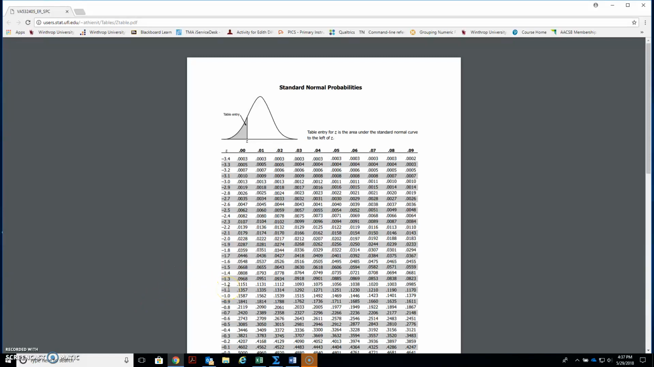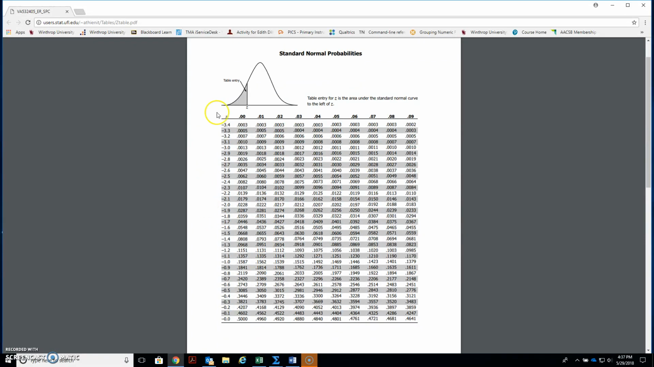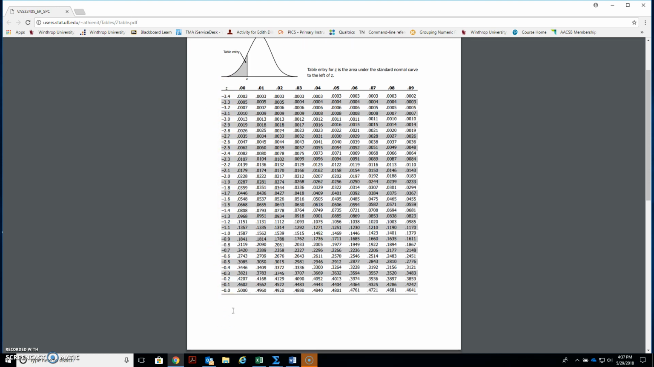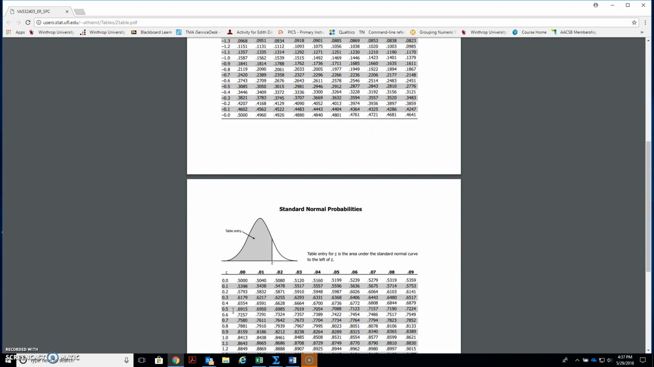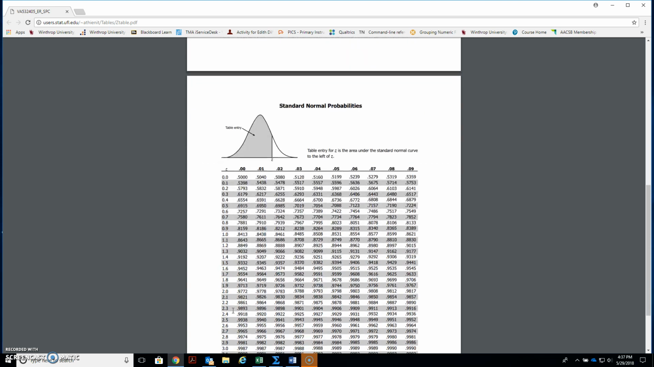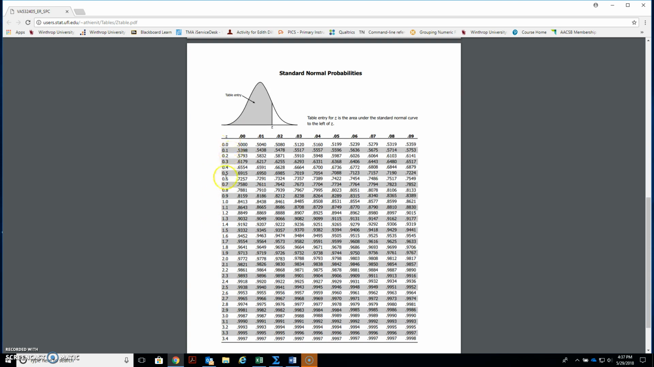This is our z-table, or our standard normal probabilities. As you see, we have z listed here, and at first you have the negative z's in this particular table that I'm using, that I found online. And then it's followed by the positive numbers. So if I wanted to look up 1, for instance, I'd find it right here.